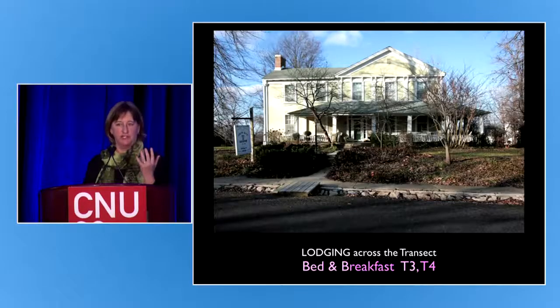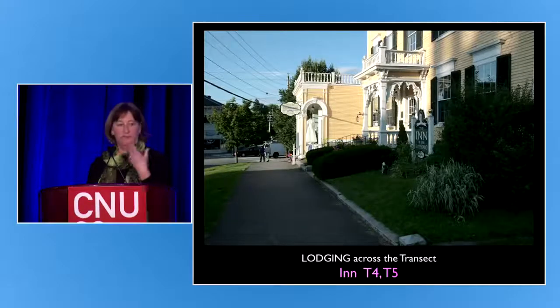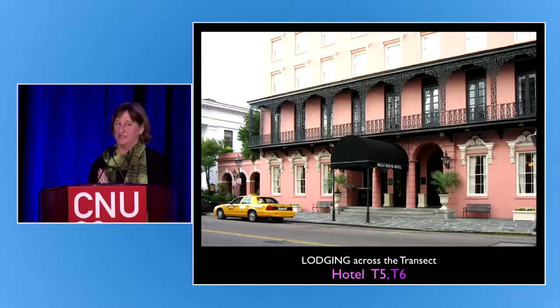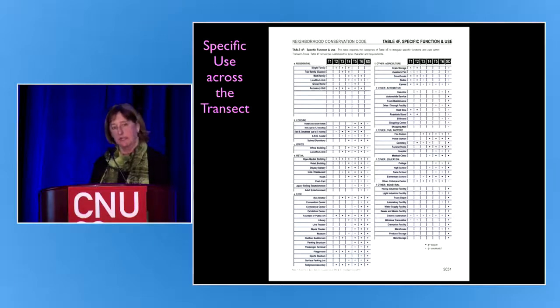You take one of those general functions, lodging, and it's just the intensity of it that could change across the transect, right? So you've all seen bed and breakfast in T3, and T4. So maybe you say, only up to 3 bedrooms, or whatever the intensity is you want to cap it at. In T4, T5, the same community, you could have inns allowed, and then in T6 of the same community, well, these aren't the same community, but this is Charleston, a full-service hotel, restaurant, the whole thing, bar. So same use, different intensity.